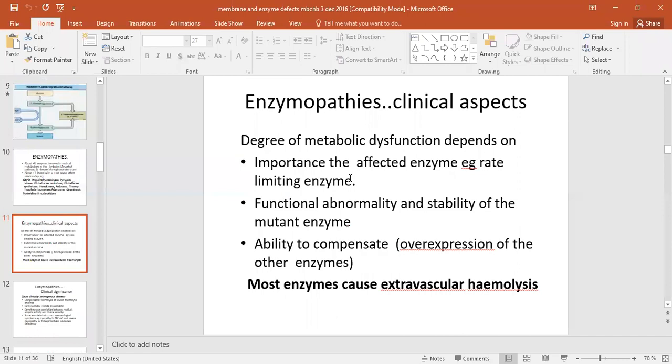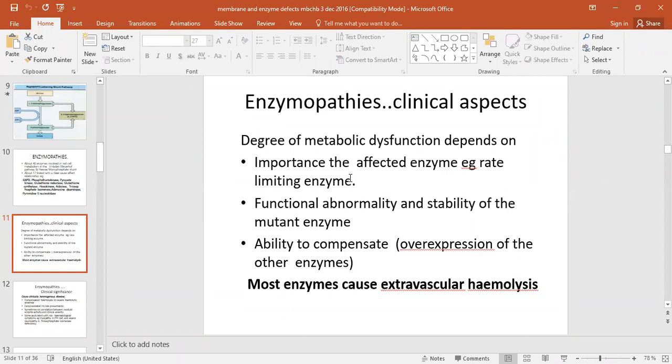So looking at the enzymopathies and some of the clinical aspects, I want you to notice that the degree of the metabolic dysfunction, number one, depends on the importance of the affected enzyme. If the enzyme is a rate-limiting enzyme, then you will have accumulation of the products associated with that particular enzyme. And so the clinical presentation will be heavily dependent on the accumulation of the product or the impact the end product would have. So if the impact is a failure to generate ATP, you can imagine how the patient would present.